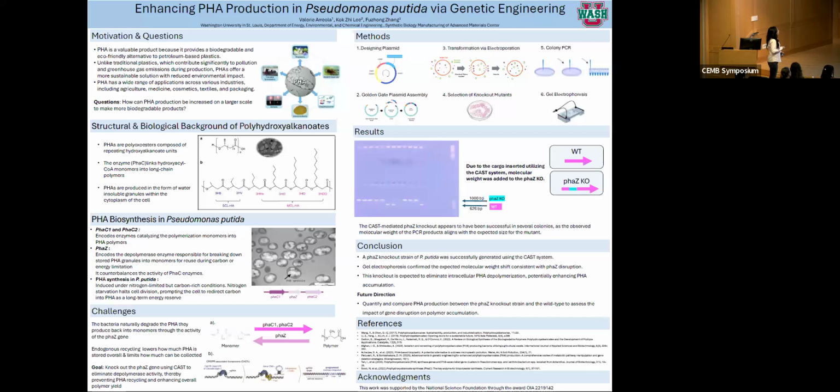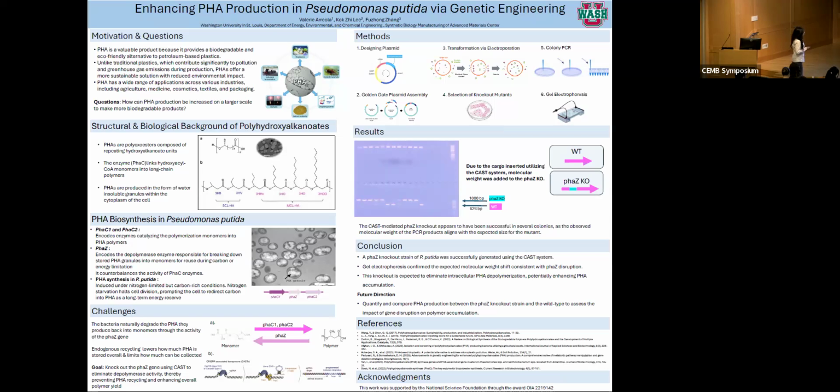So as you can see here in this gel electrophoresis, you have this top band, and then you have this bottom band. One thing I want to emphasize is that our wild type, which is the original type, is shorter than the PHAC knockout. Why is that? That's because the Cas inserted the DNA fragment into the plasmid, so it would naturally be a bigger size, or have higher molecular weight. So due to the cargo inserted utilizing the Cas system, the molecular weight was higher in the PHAC knockout.